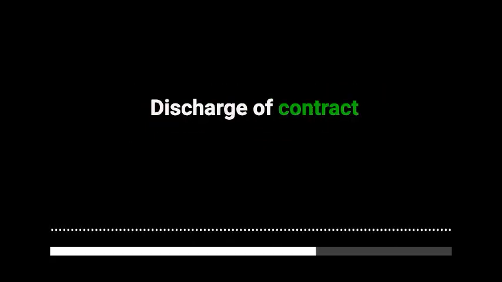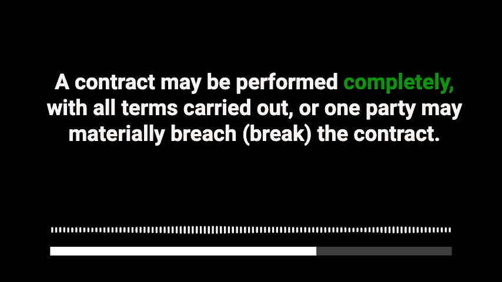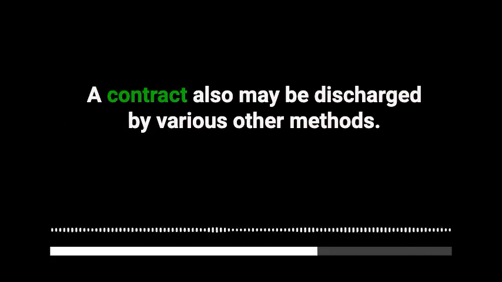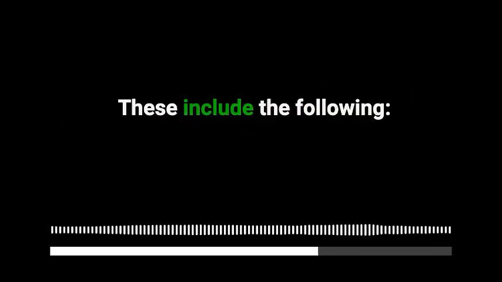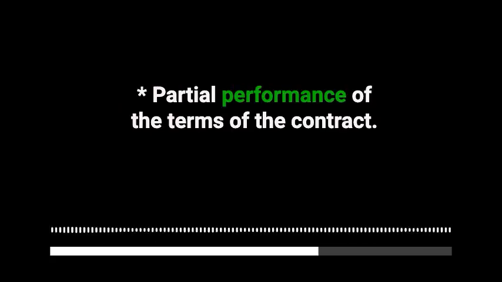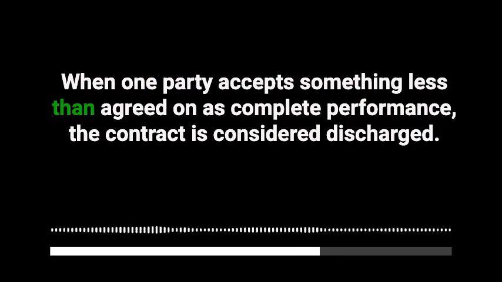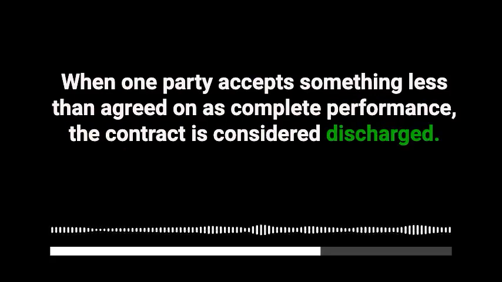Discharge of contract. A contract may be performed completely, with all terms carried out, or one party may materially breach the contract. A contract also may be discharged by various other methods. These include the following: partial performance of the terms of the contract. This is sometimes referred to as accord and satisfaction. When one party accepts something less than agreed on as complete performance, the contract is considered discharged.